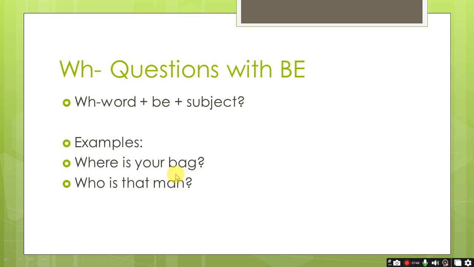Where is your bag? Here, I want to know the place where the bag is, where your bag is. Sometimes you can say, my bag is inside. My bag is in my bedroom.